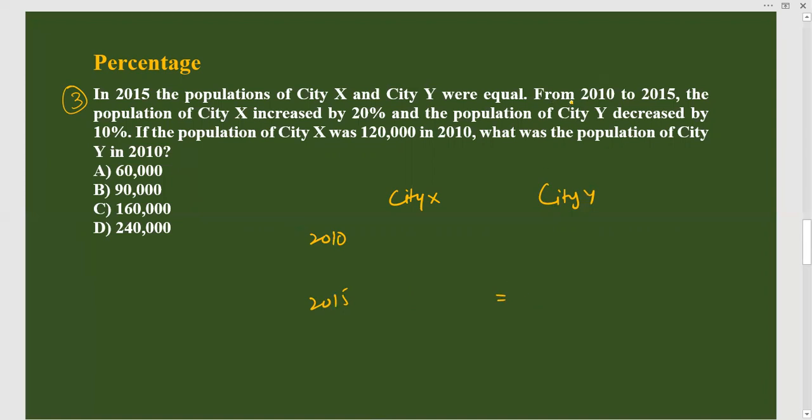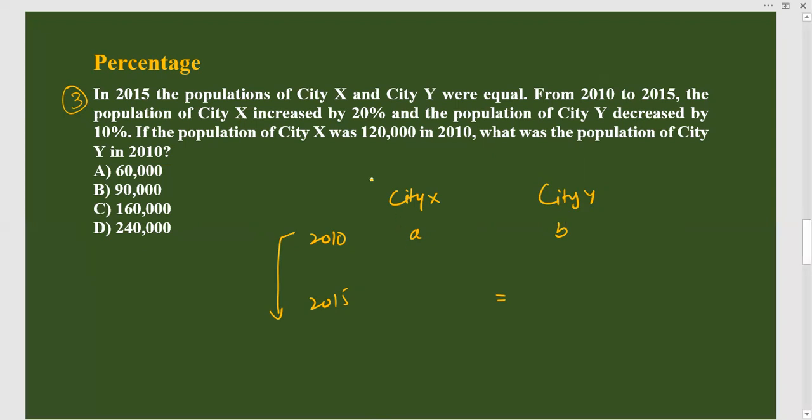All right. Now they're saying from 2010 to 2050, the population of city X was increased by 20%. Suppose we don't know what the city X population in 2010 is, so we suppose A and B, because they are not equal. That's why we are supposing A and B are different.